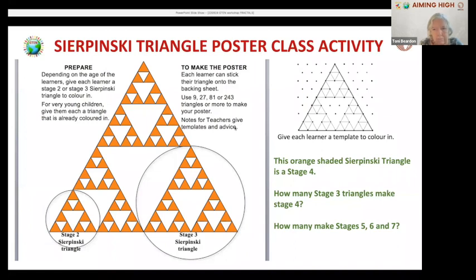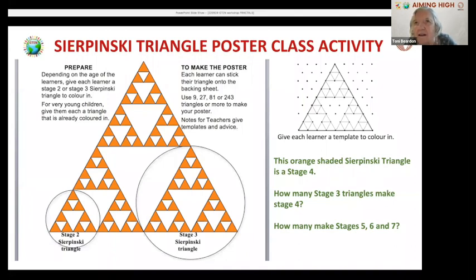And you can see the template on the top right there. The complete orange Sierpinski triangle is a stage four. So question: how many stage three triangles make a stage four triangle? And then the extension question is, how many stage three triangles make stages five, six, and seven? We asked the same question about stage two triangles, which Vinnie was talking about earlier. Now we're looking at stage three triangles.